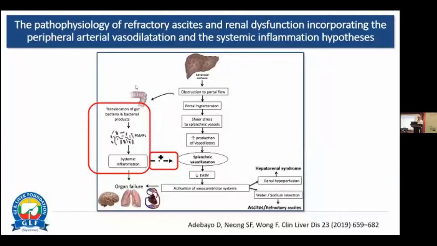Bacterial translocation occurs because of the leaky gut phenomenon in cirrhosis. Pathogen-associated molecular patterns cause a systemic inflammatory response and splanchnic vasodilation, with reduced renal perfusion and renal vasoconstriction, leading to hepatorenal syndrome, ascites, and refractory ascites.